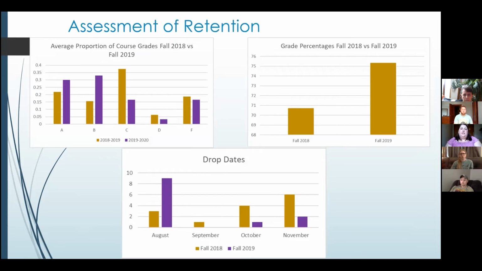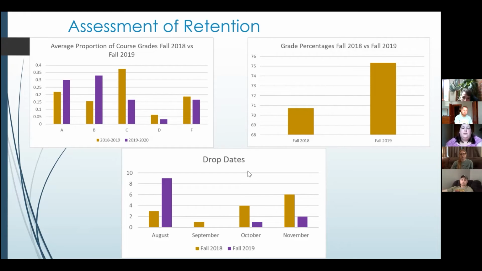As I said, retention was a big issue for Gen Bio 1, and so I wanted to look a little bit at the data for retention as well. And what I saw was that, for the most part, grades actually improved by almost 5 percentage points between fall 2018 and fall 2019 when I completed the project. And so I think students were just more in tune with the class and more willing to continue working through some of that harder stuff because they had this project that they were working on.